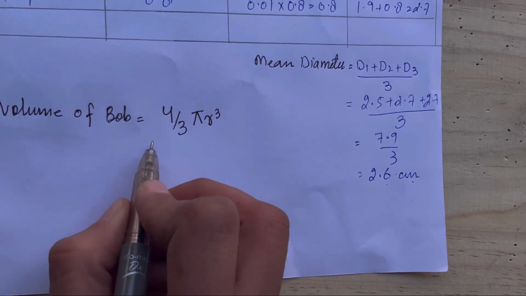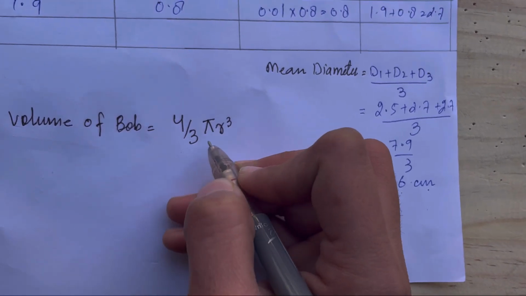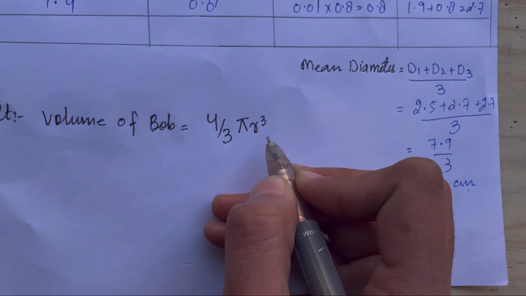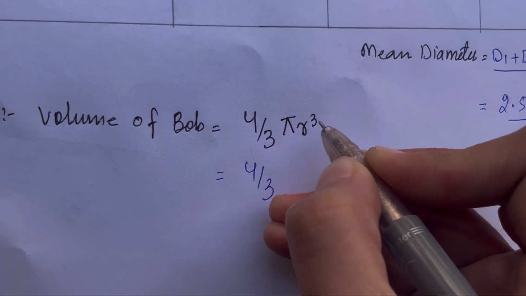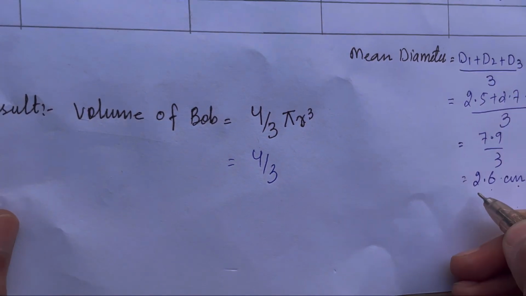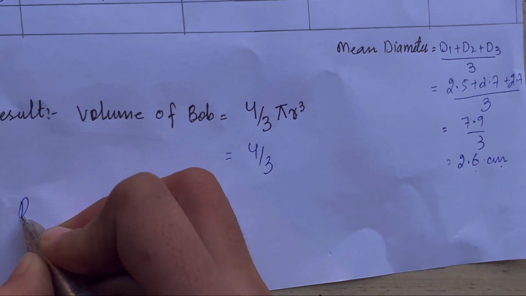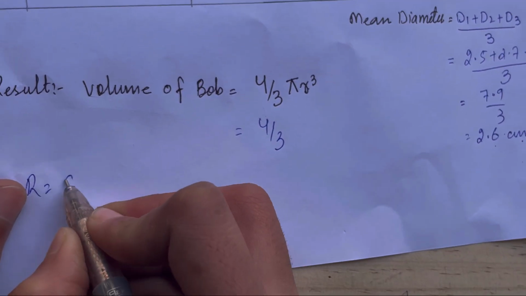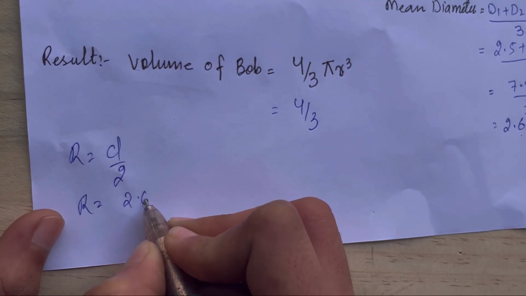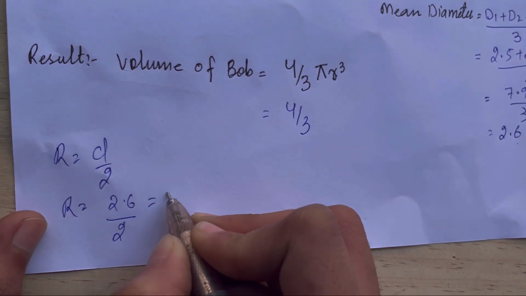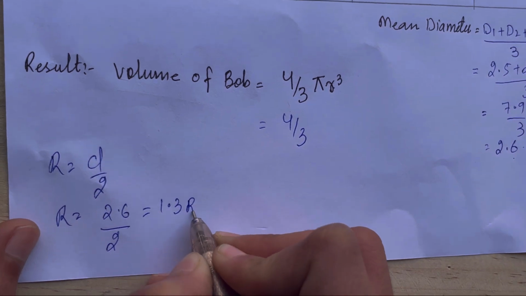Now we will find the volume of the bulb. We know the formula for finding the volume, that is 4 by 3 pi r cube. Now we will put the values here. We have the radius, so we know how to find it. Our radius will be equal to diameter by 2. Our diameter is 2.6, divided by 2 equals 1.3, which is our radius.